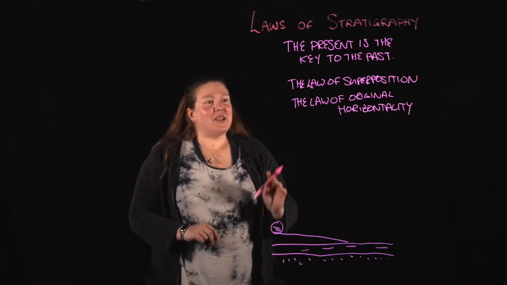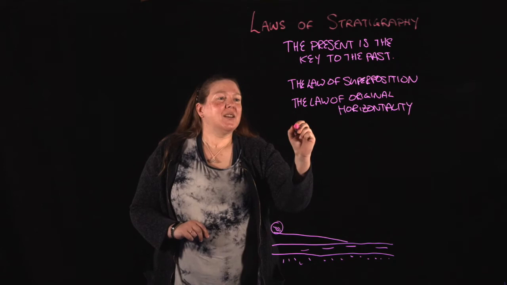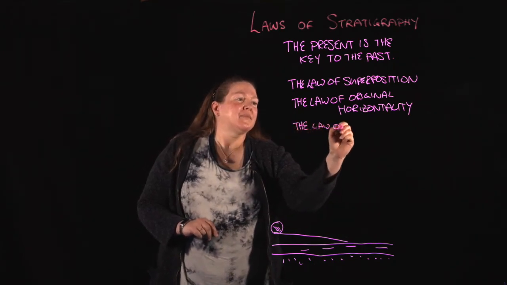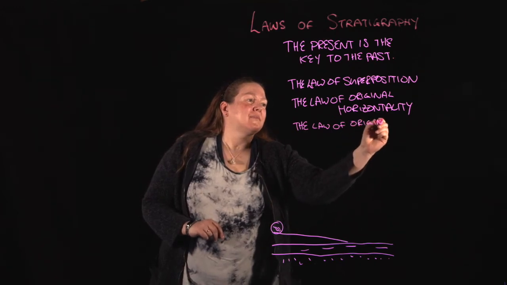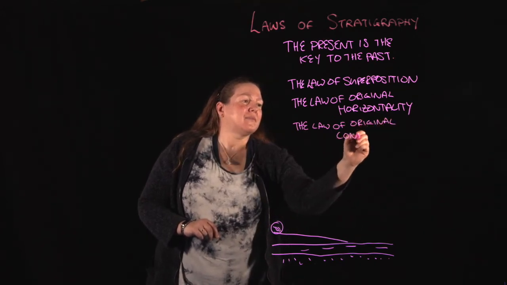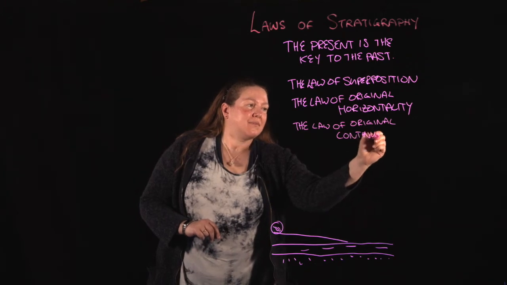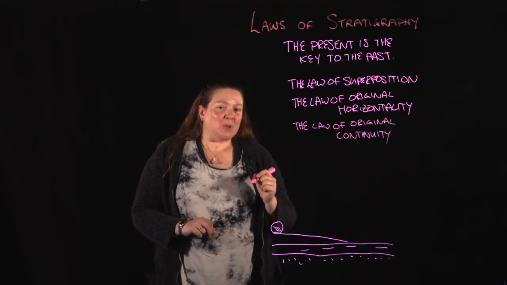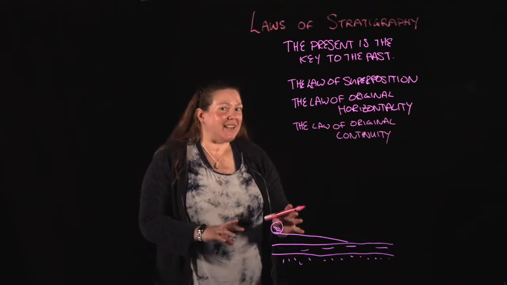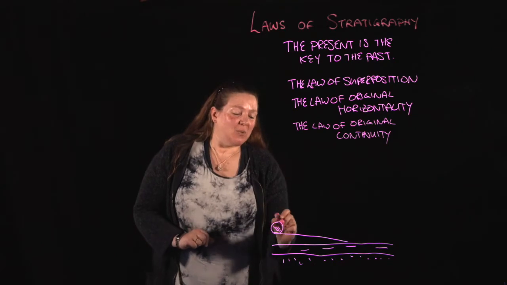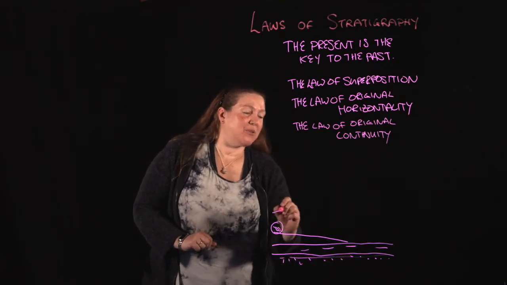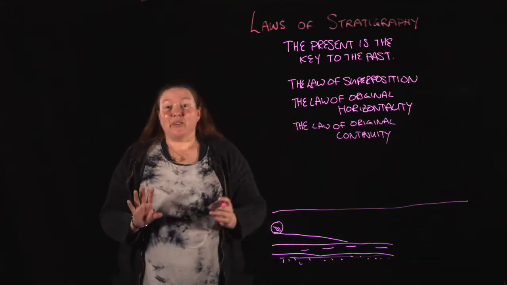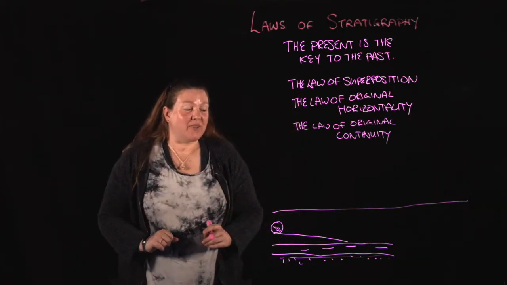Our final of the three laws that Nicholas Steno proposed is known as the law of original continuity. This one states that originally the layers were deposited both horizontal and laterally continuous. So as well as being horizontal layers, they were also very continuous. He states over the whole Earth, but that we know is not in fact correct.